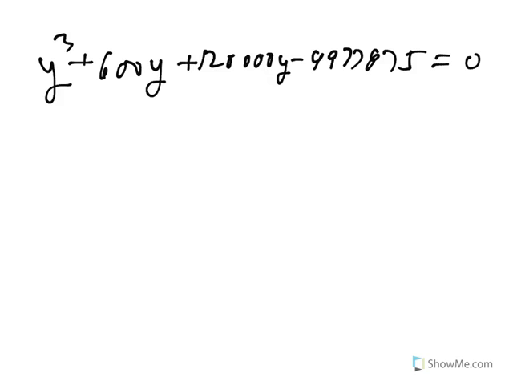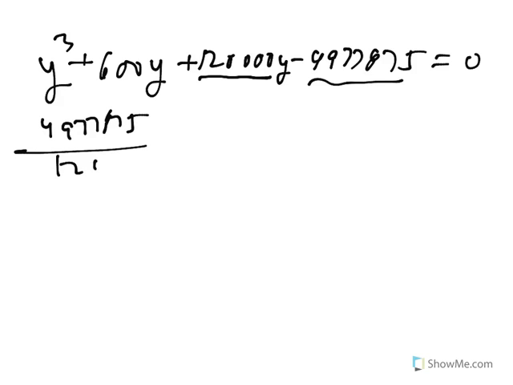As far as getting an approximation for what to try, unlike before where it was just cube root, this one, what we notice is that the y term is really large. So y cubed isn't that big in comparison. So I'm just going to divide to get an approximation for y. 4,977,875 divided by 120,000, and when you do that, you get about 41.